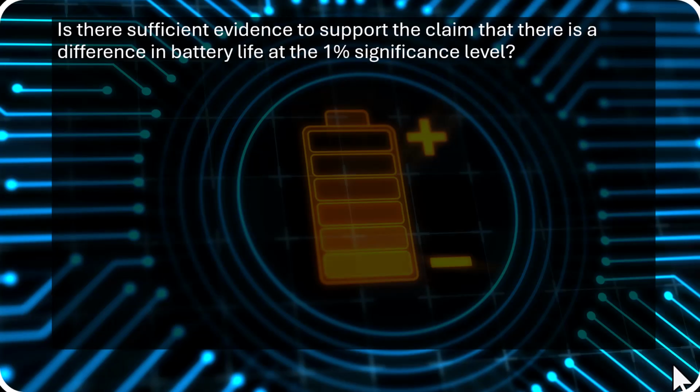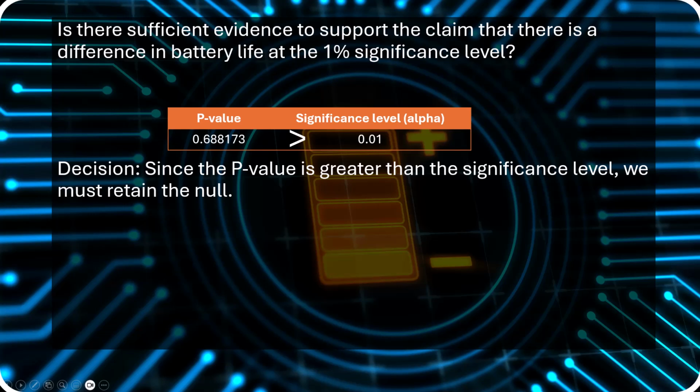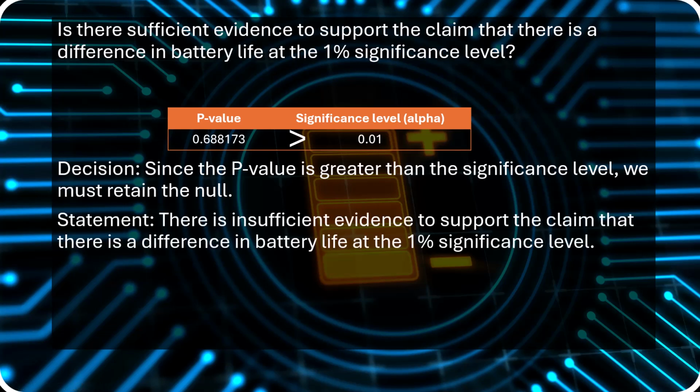Our question is: is there sufficient evidence to support the claim that there is a difference in battery life at the 1% significance level? Here is our p-value. As you can see, the p-value is about 0.688. The significance level, or alpha, is 0.01. It's pretty clear that the p-value is much larger than alpha. Remember, when that happens, that means we have to retain the null. So we would say that there is insufficient evidence to support the claim that there is a difference in battery life at the 1% significance level.